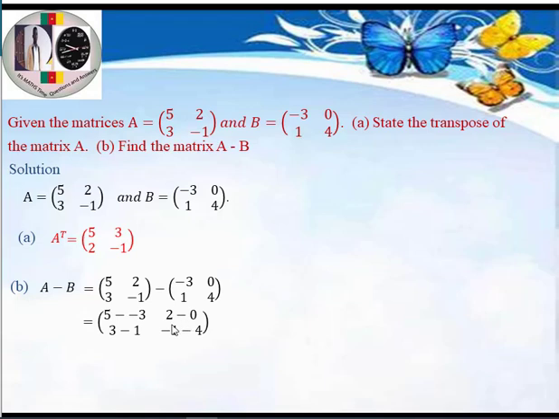So if we simplify this, we are going to have 5 minus minus 3, where minus minus becomes positive. So we are going to have 5 plus 3, which will give us 8, 2 minus 0, which will give us 2, 3 minus 1, which will give us 2, minus 1 minus 4, which will give us minus 5. Therefore, A minus B is going to be 8 2 2 minus 5. So that's how we transpose a matrix. That's how we add or subtract two matrices.